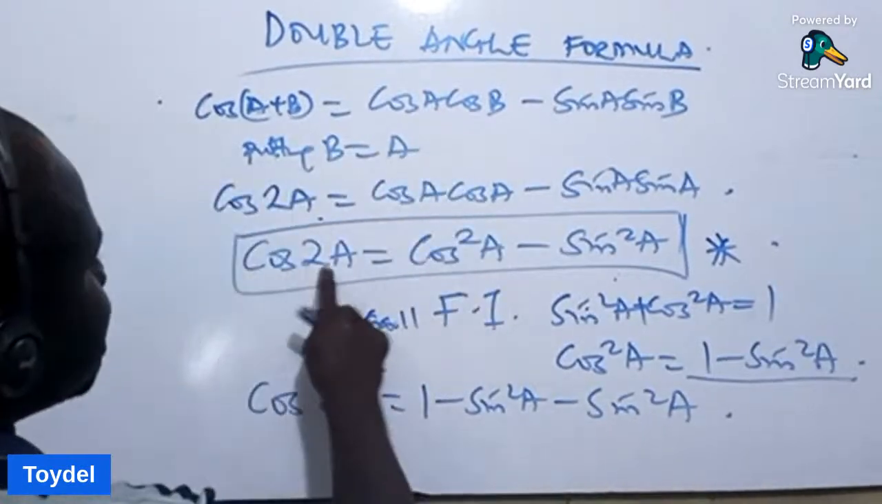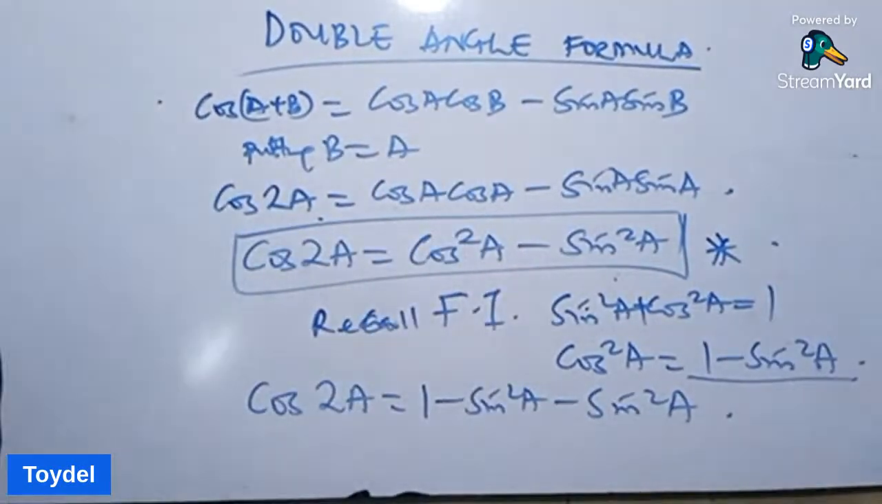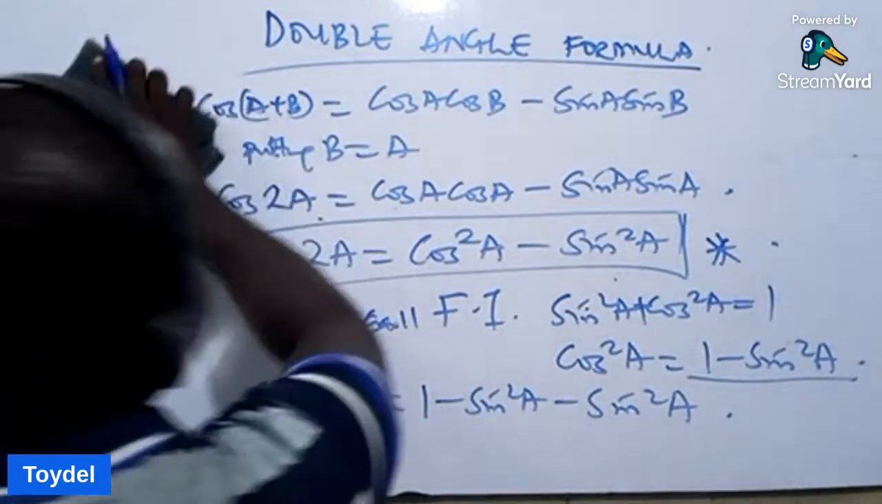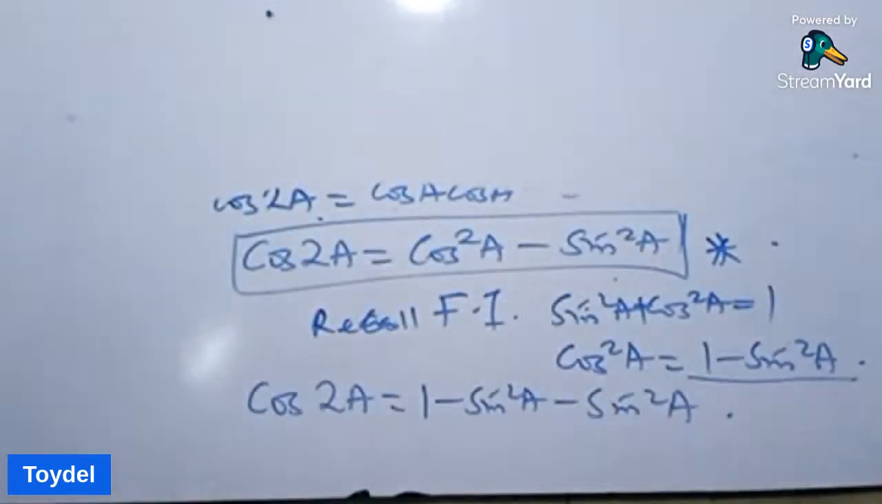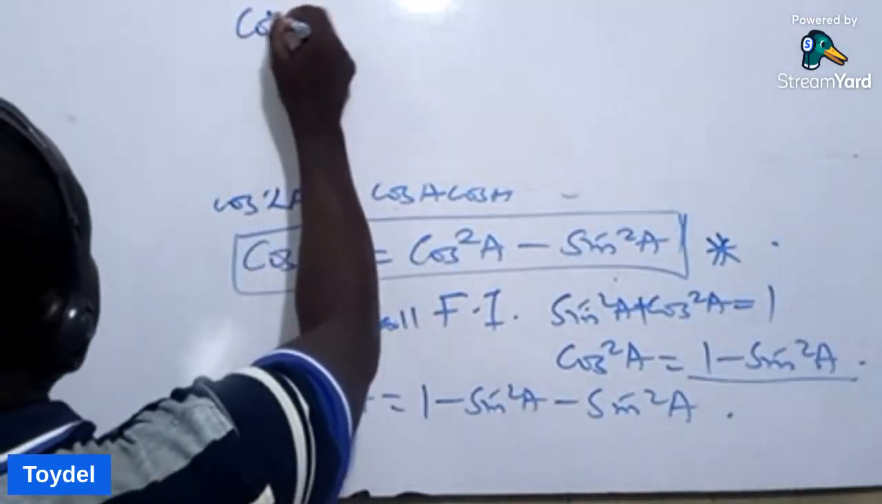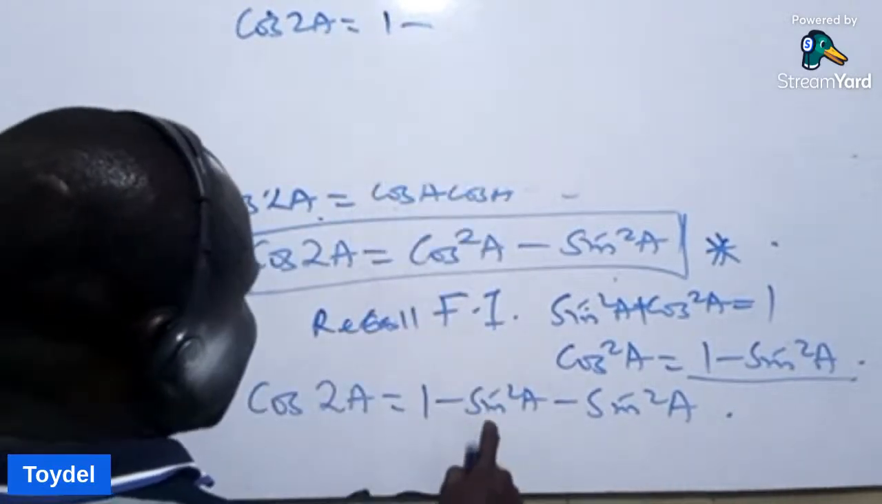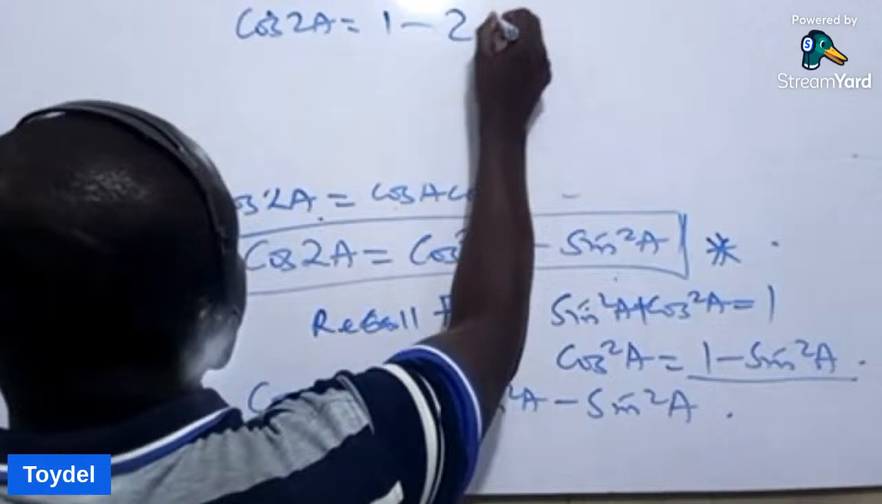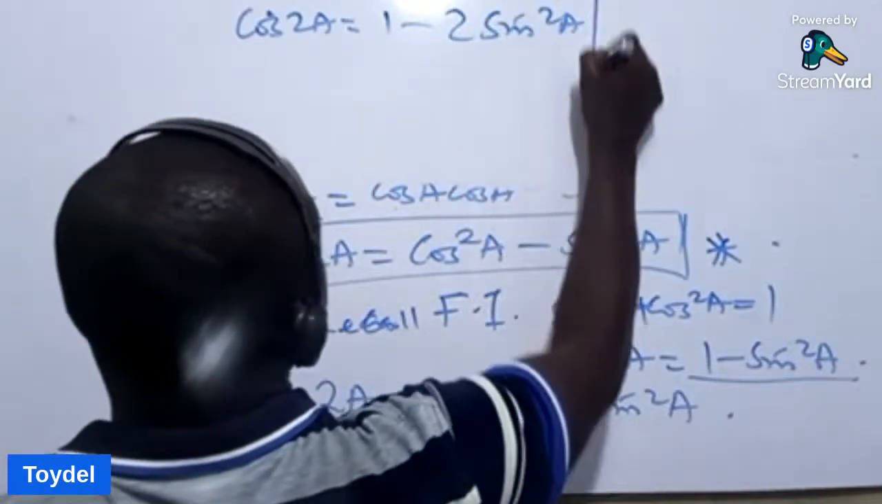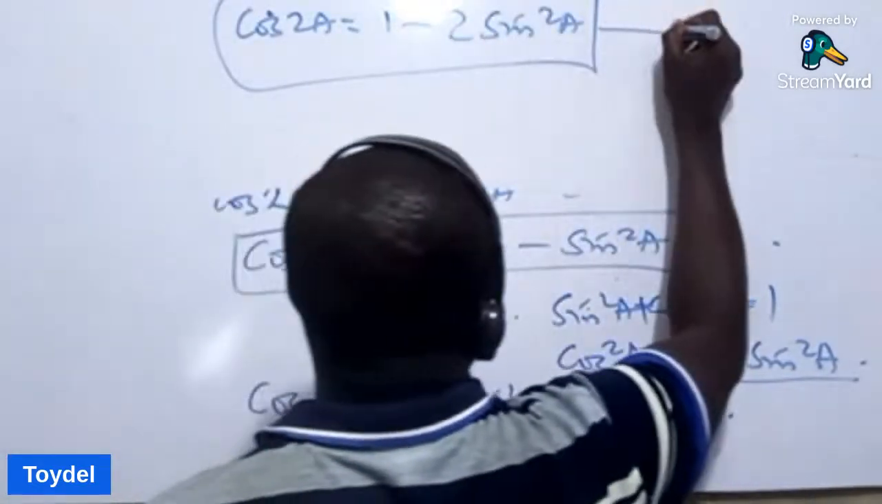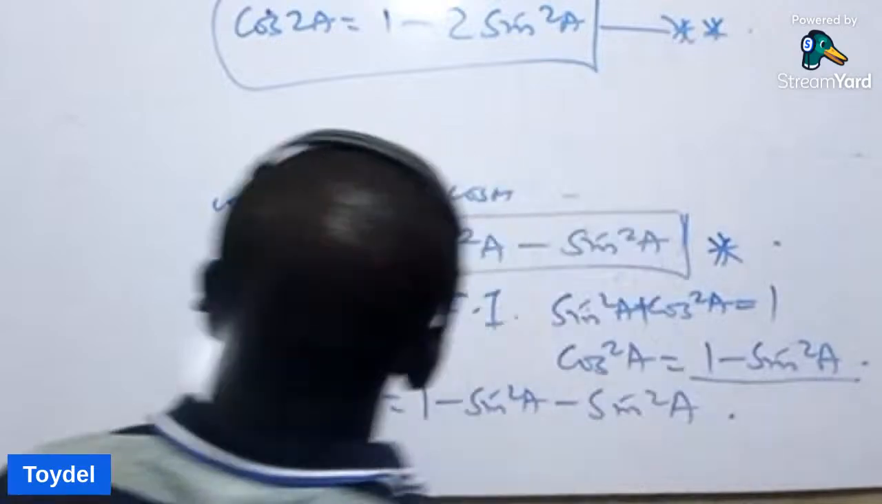So for cos 2A, I have this first expression: cos square A minus sine square A. So we can also get another expression. Cos 2A can also be equal to 1 minus sine square A minus sine square A, that's 1 minus 2 sine square A. This is another expression for cos 2A.